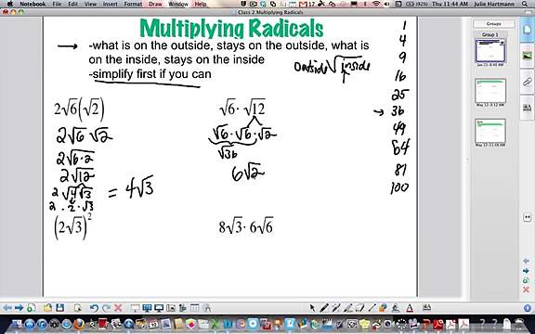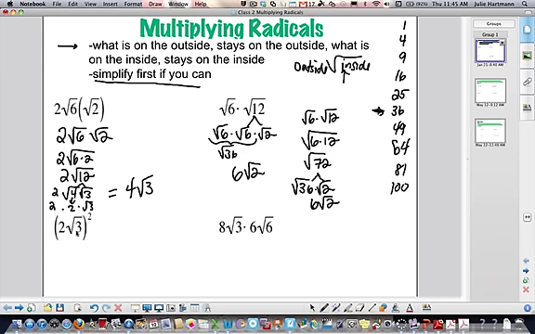Okay. The other way you could do that, so doing root 6 times root 12 again, they're both on the inside, so you could do root 6 times 12. 6 times 12 is 72. And then you can figure out what perfect square goes into 72. Well, 36 does. Okay. 72 is 36 times 2. Square root of 36 is 6, so 6 root 2. So you get the same thing either way. Okay, it doesn't matter which way you want to go.